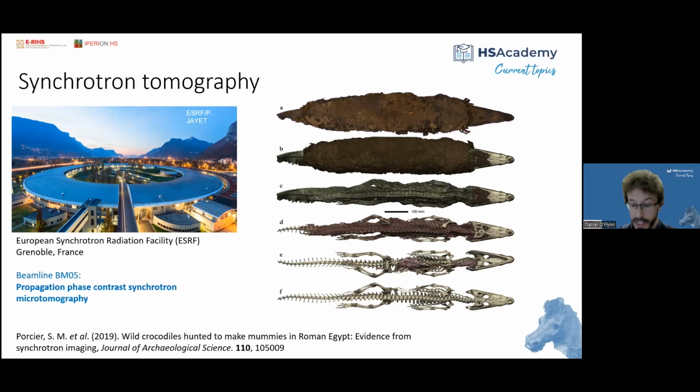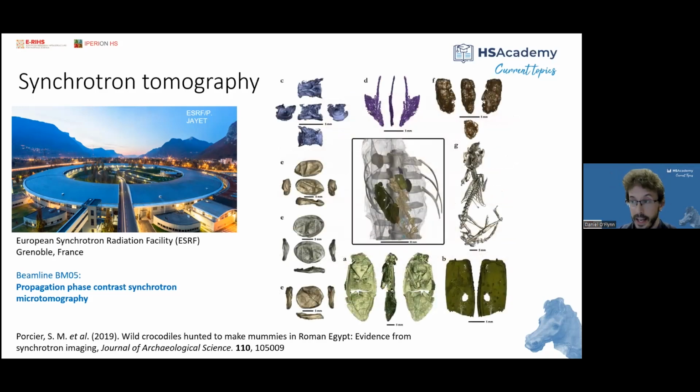And with this study, a wrapped crocodile mummy was scanned, and the stomach contents are shown here. And a lot was found in the stomach, including insects, fish, soft-shell eggs, and a complete rodent, which is part of the figure there on the right-hand side.